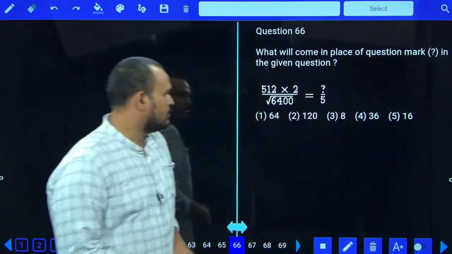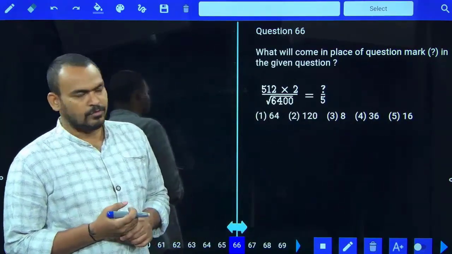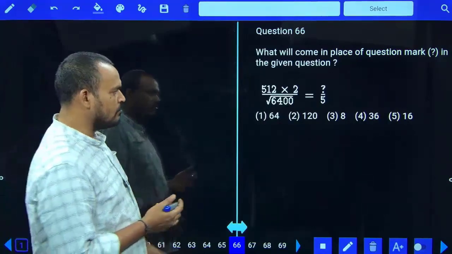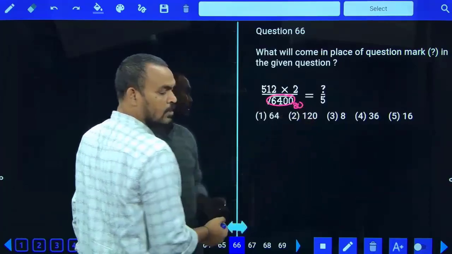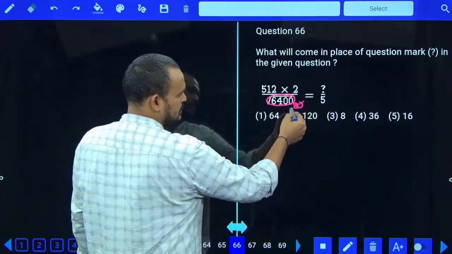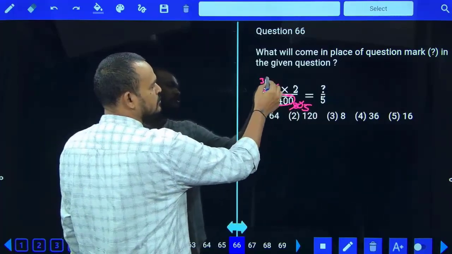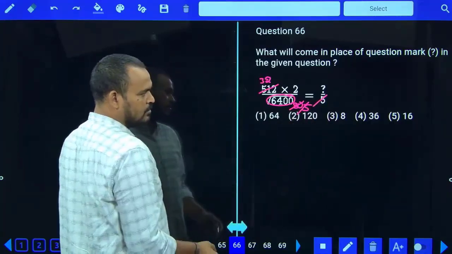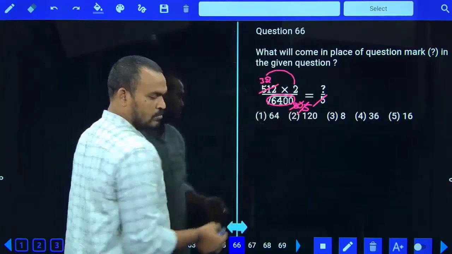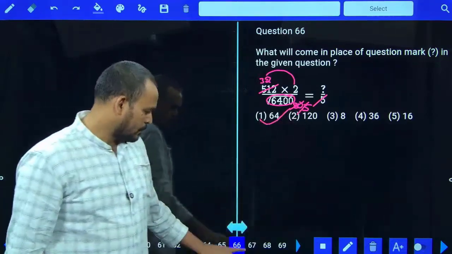Next question number 66. Simplification. 512 multiplied by 2 divided by square root of 6400, that is equal to something by 5. Square root of 6400 means 80. Okay. 16 how many times here? 5 times. 16 how many times? 3 times. Again 2 times. Denominator 5 cancel. What is the remaining? 32 into 2. 32 twos are how much? 64. Which option? First one.